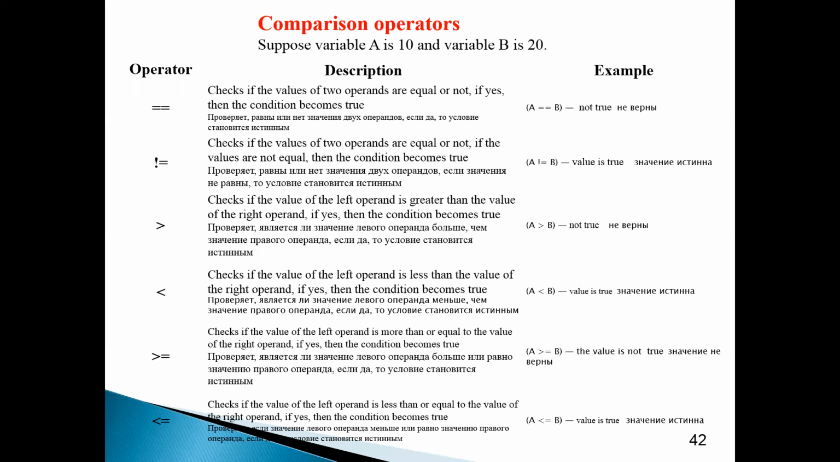Next slide, guys. You can see comparison operators. We have operator, description, and example. Suppose variable a is 10 and variable b is 20. Double equal, for example, checks if the values of two operands are equal or not. If yes, then the condition becomes true.